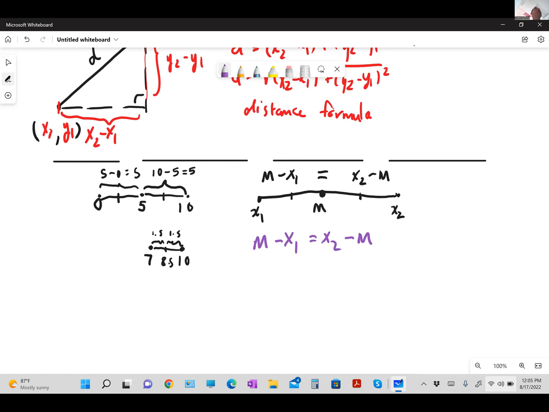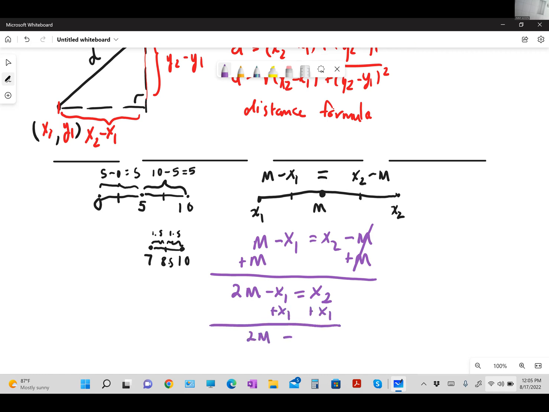What's the first step I should do there to solve for m? What should I first do? Well, I just add m to both sides, shouldn't I? And then I'm going to end up with 2m here. This guy's gone, right? I still need to solve for m, right? So I'm going to add x1 to the other side. So 2m equals x2 plus x1. Agreed?